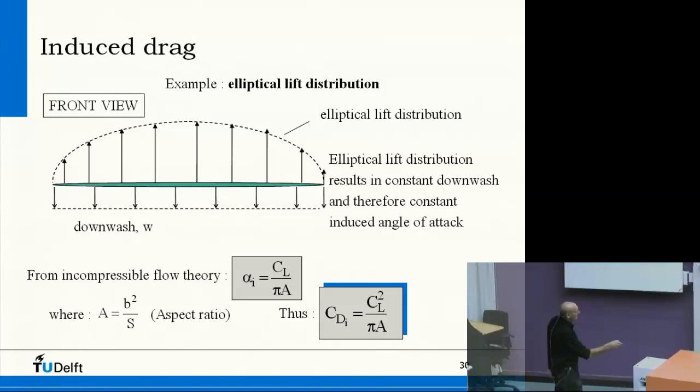So, if we put this in the equation on the previous slide, then we see C_Di is CL squared divided by pi times the aspect ratio for an elliptical lift distribution. If we do not have an elliptical lift distribution, then we need a correction factor.